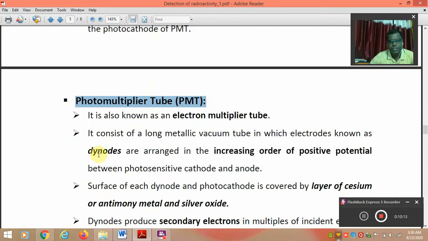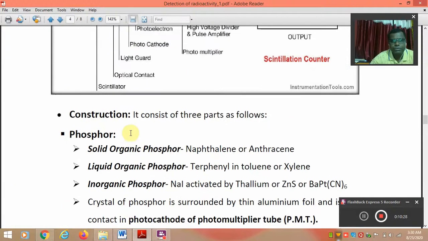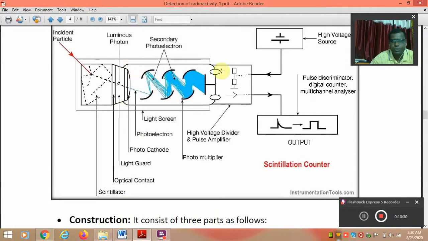What happens next? The next component is the photomultiplier tube. This photomultiplier tube is also called the electron multiplier tube. This electron multiplier tube also consists of different components that we will discuss here. So this is the photomultiplier tube. This component is called the photomultiplier tube.